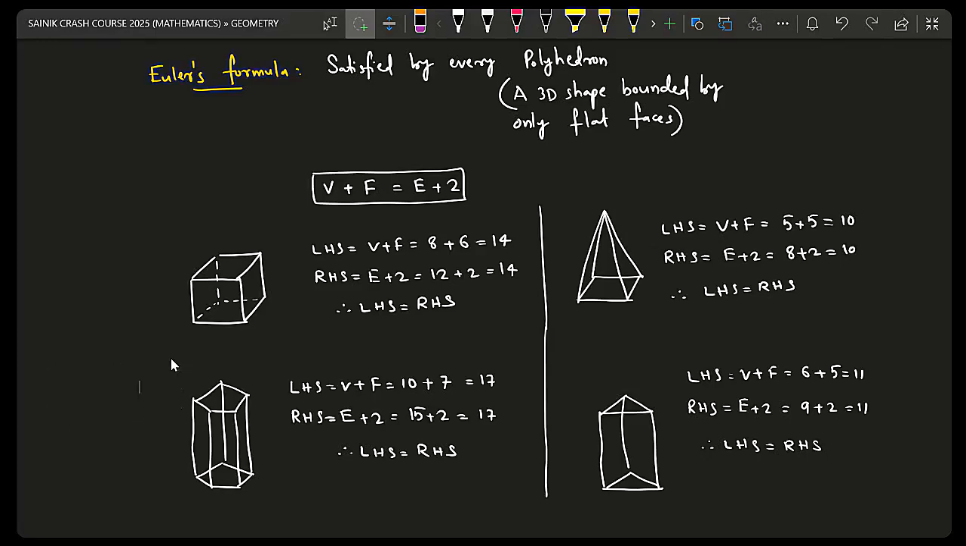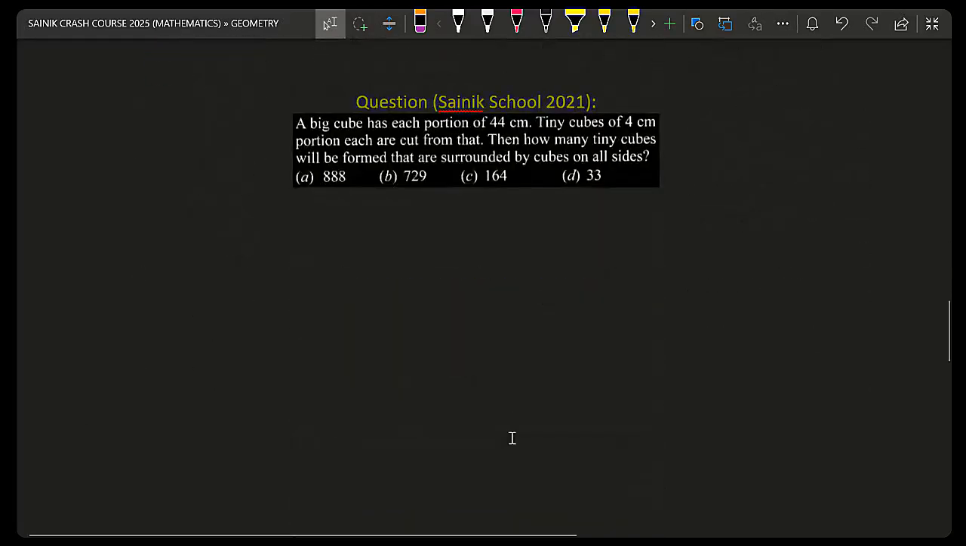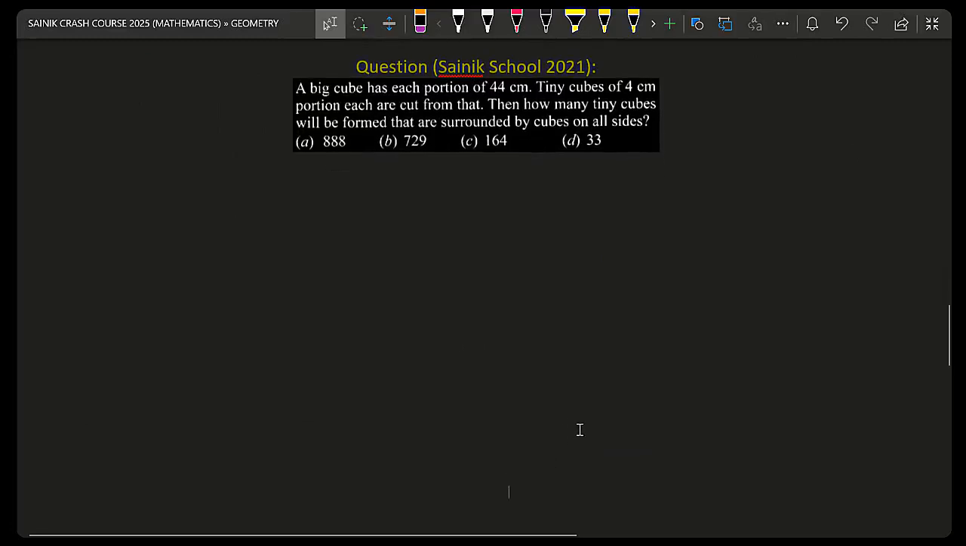Okay, now let's try to solve some previous year questions based on 3D shapes. There was a question in 2021: a big cube has each side of 44 centimeters. Tiny cubes of 4 centimeters side each are cut from that. Then how many tiny cubes will be formed that are surrounded by cubes on all the sides?